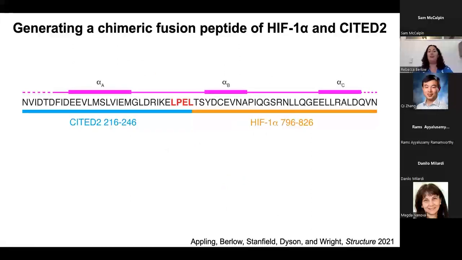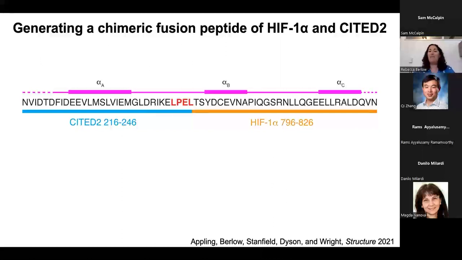And so this is in fact what we were able to do. We made a fusion peptide. This is work that was done by Frank Appling, who is a postdoc in Peter and Jane's lab. And Frank was able to make a fusion peptide where he fused the N-terminal helix and LPEL motif of CITED-2 to the alpha B and alpha C helices that are in the C-terminal region of the HIF disordered transactivation domain.